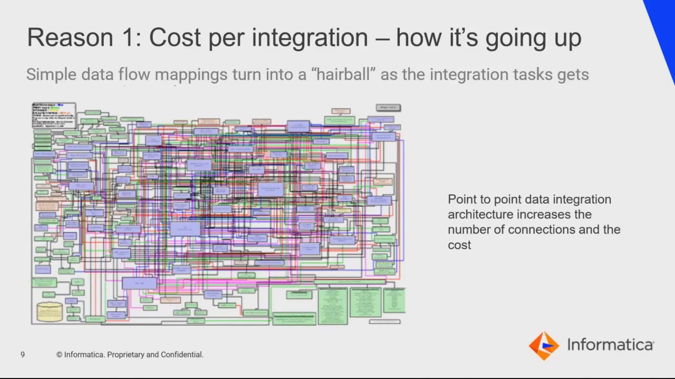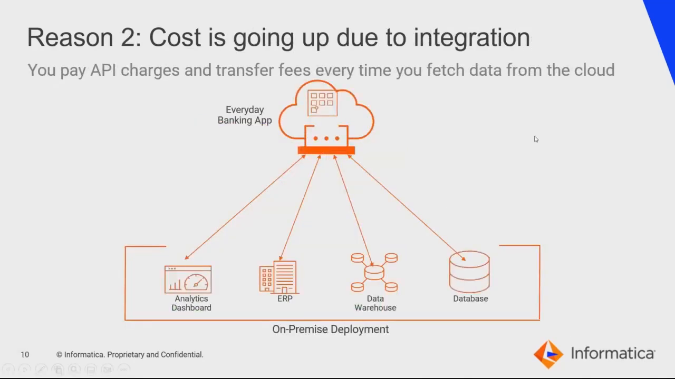So point-to-point data integration architecture increases the number of connections and the cost associated with it. The second reason being cost is going up due to integration. Let's assume one scenario where a SaaS application is providing data for many of your initiatives. It could be your analytics dashboard, which is running on that SaaS application. Your ERP system is also getting that same data. Data warehouses are being built on that same data again. And you are maybe storing that data in a local database or archiving it in some cases.